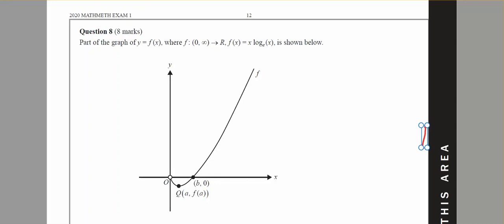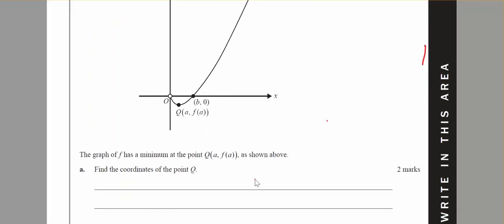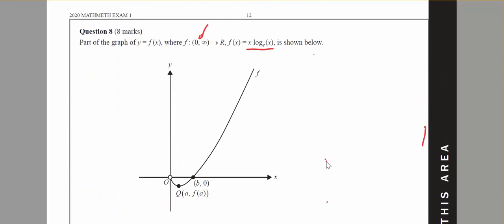Okay, question number 8. I've got this curve with this restricted domain, not inclusive, that's why it's an open circle, and it goes through the origin. It has a minimum point at A. Find the coordinates of Q, which is the minimum point. So I need to take the derivative and set it equal to 0.